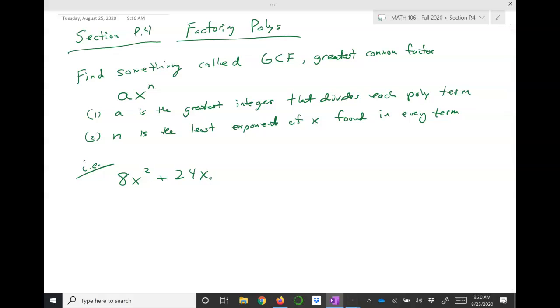So some of you can probably factor this right off the bat. Boom, you're done. But let's just try to find the greatest common factor. All right, so let's find A. So A in this case is the greatest integer that divides each polynomial term. So what would that be?